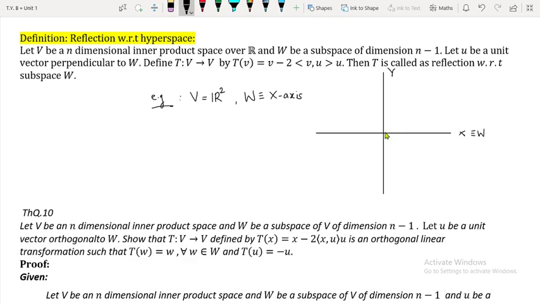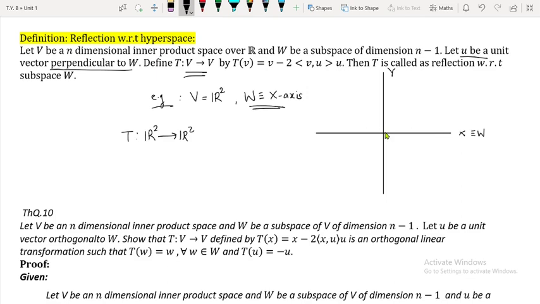Now what do you mean by reflection with respect to W? Reflection map is a map from what? V to V, whatever the vector space is. So over here your reflection map is going to be from R2 to R2. Now in order to have a reflection map, we need a unit vector perpendicular to W, means a unit vector perpendicular to a hyperspace. So can you tell me a unit vector perpendicular to x-axis? It is easy. The y-axis is a line perpendicular to x-axis.